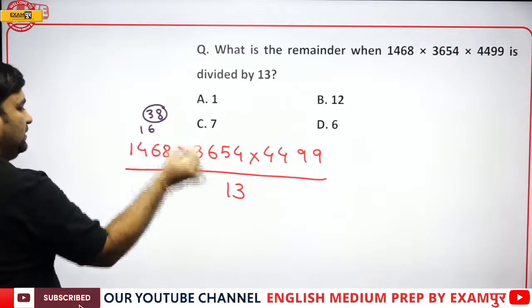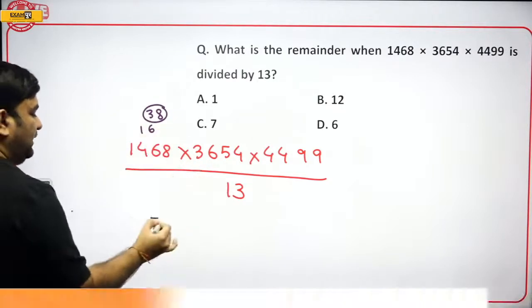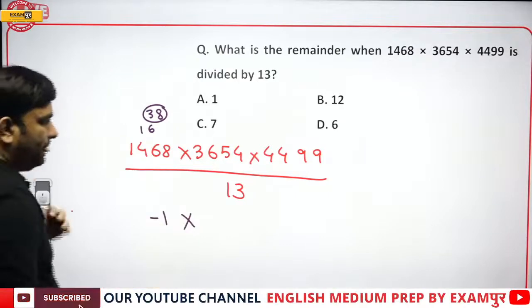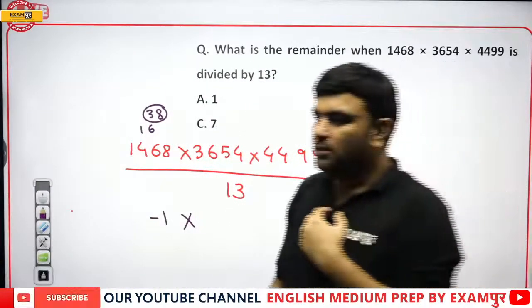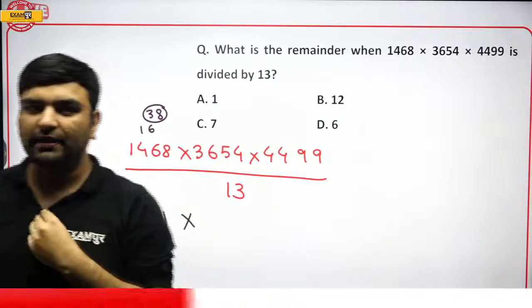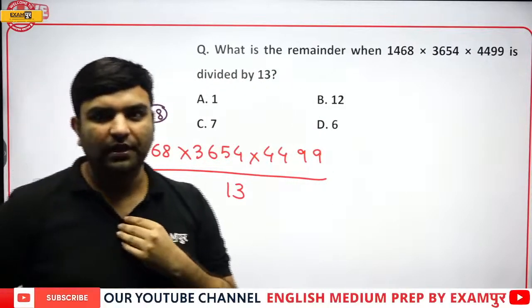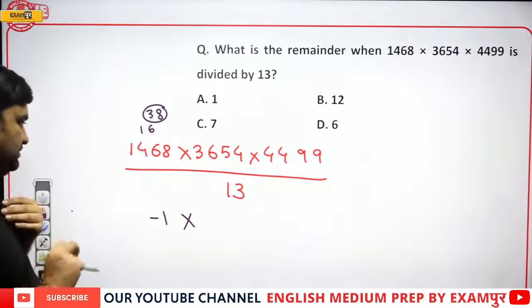39 is a multiple of 13, so 38, being 1 less than 39, will give a negative remainder of minus 1. Well done, Ganesh, if it is correct.